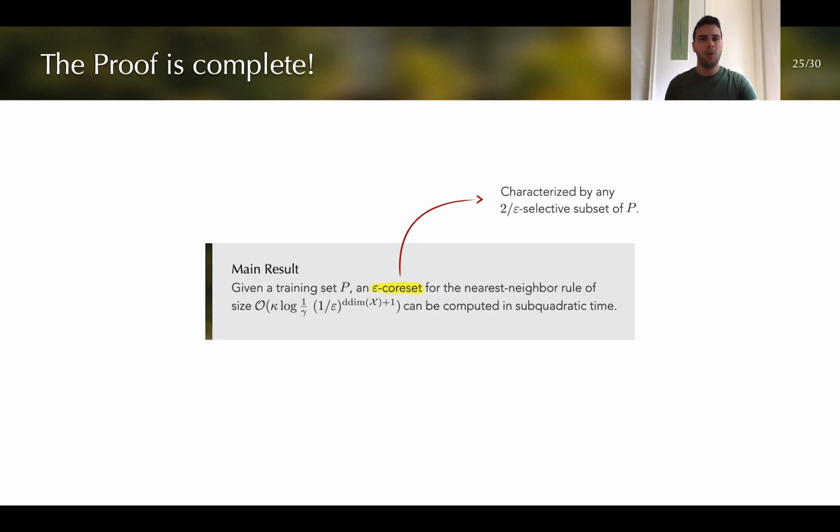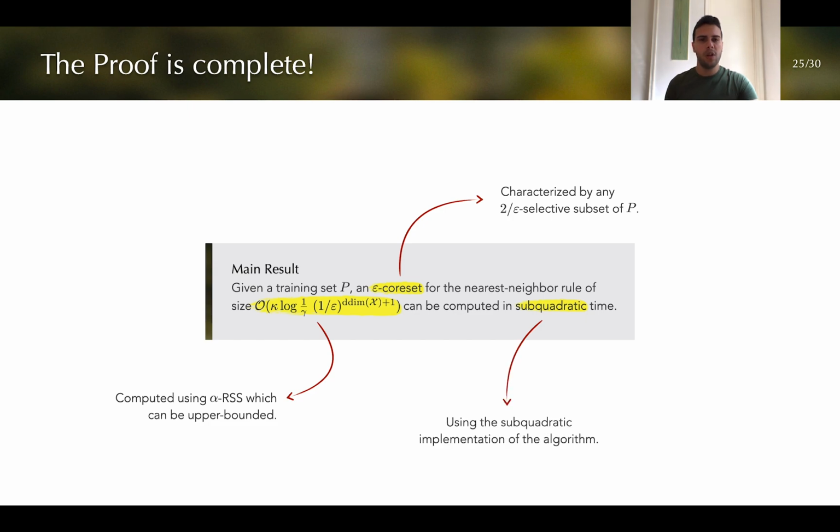So we know how to characterize any epsilon coreset for the nearest neighbor rule as 2 over epsilon selected subsets of B. We know that these subsets can be computed with alpha RSS, which is overbounded, and we know that we can compute it in subquadratic time using the alternative implementation of the algorithm.